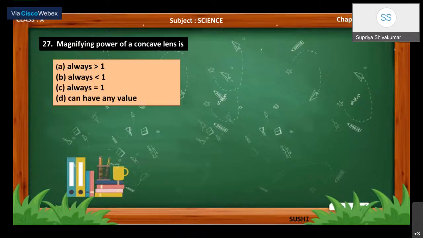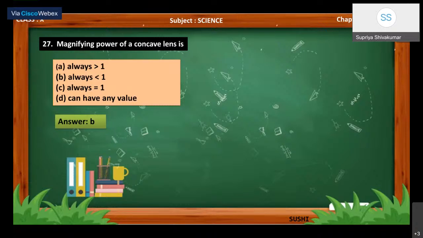Concave lens. No, say me now. Are you not able to see the options? Ma'am, options. Ma'am, we can. Convex lens. You should sit, ma'am. Which one? Mundak hogidini makla. 27th question ek bartha idini. Ma'am. What is magnifying power of a concave lens is? Ma'am. Yes, ma'am. Ma'am, always greater than one? No.